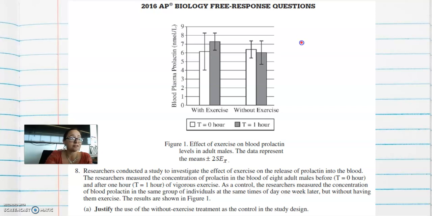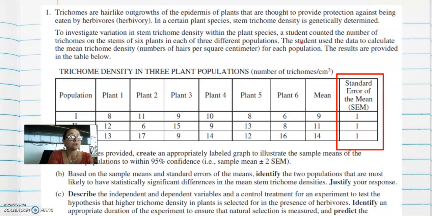Now, when we look at how you would draw these on your own, here's another FRQ from 2014 or 15, where they are asking students to create a labeled graph to show the three populations' sample means within 95% confidence. 95% confidence means plus or minus 2 standard errors of the mean. Here they've given us a standard error of the mean of 1. Sometimes the standard error of the mean might be 0.5, might be 3, it could be different numbers. Here they were trying to make it easy for students.